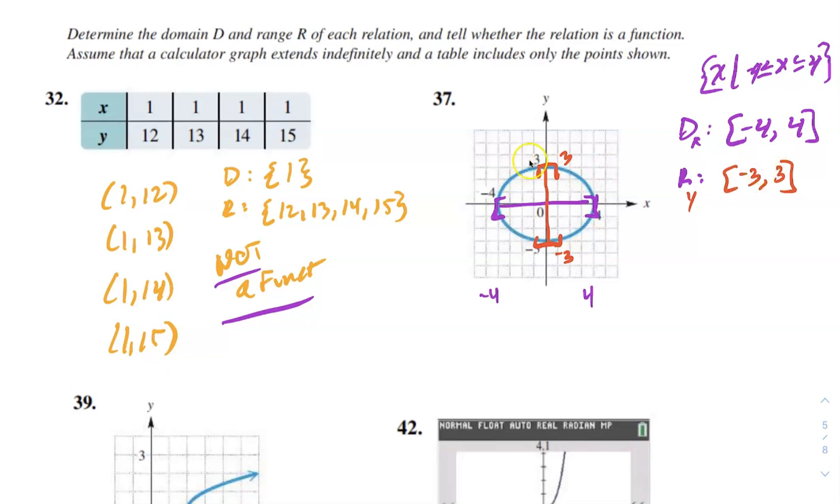Is it a function, yes or no? It is not. It does not pass the vertical line test. If I draw a vertical line, I'm going to hit a point, hit an x value twice. So not a function again.